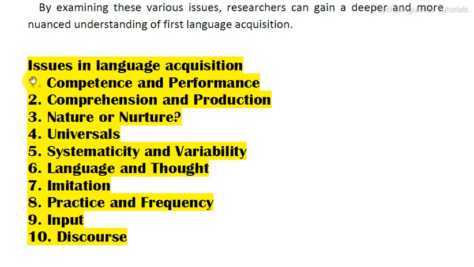The first one is competence and performance. The second one is comprehension and production. The third one is nature or nurture. The fourth one is universals. The fifth one is systematicity and variability. The sixth one is language and thought. The seventh one is imitation. The eighth one is practice and frequency. The ninth one is input. And the last, the tenth, is discourse.